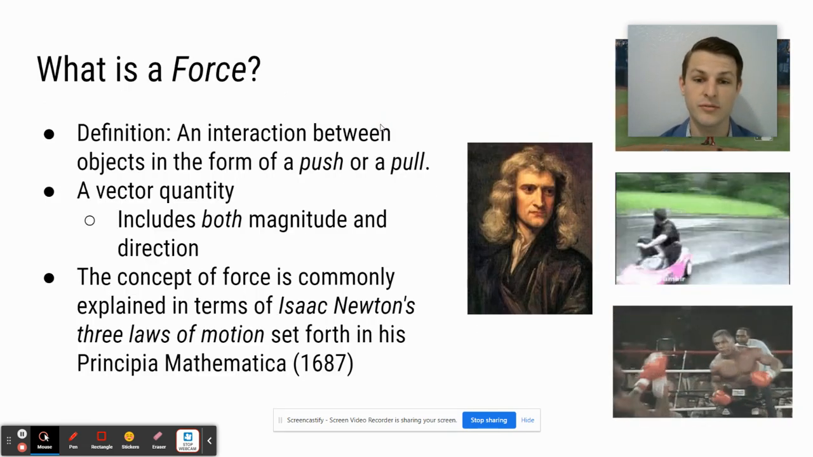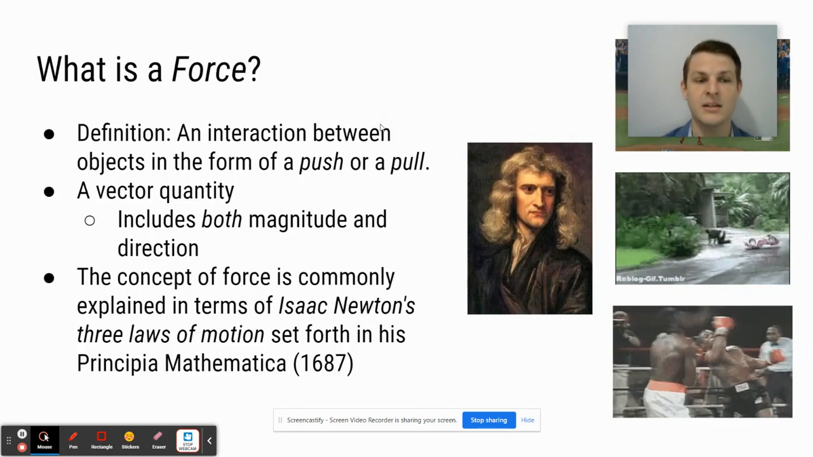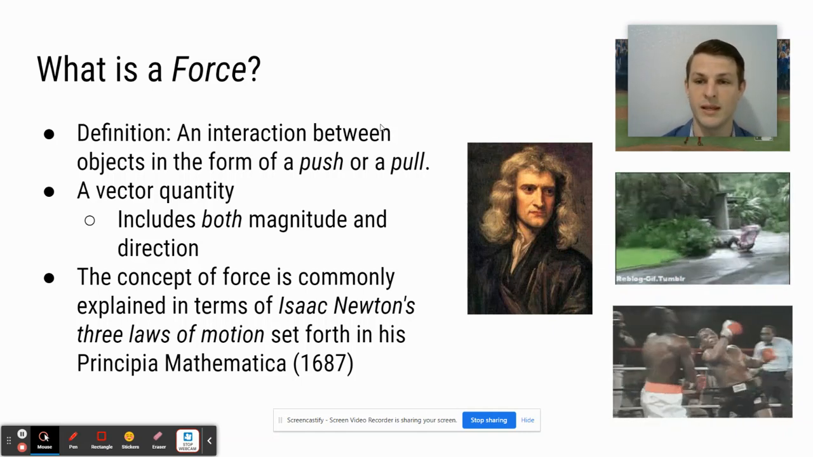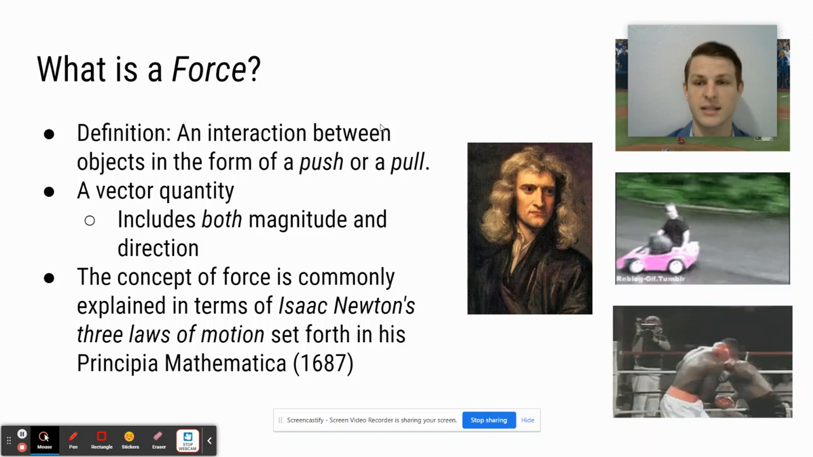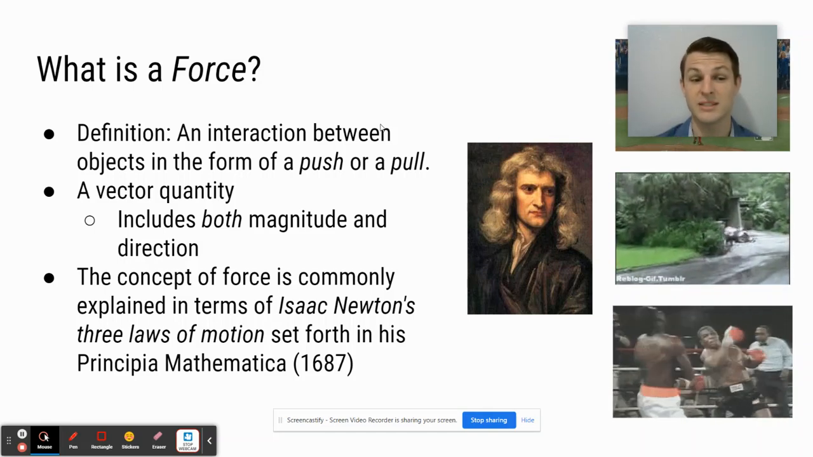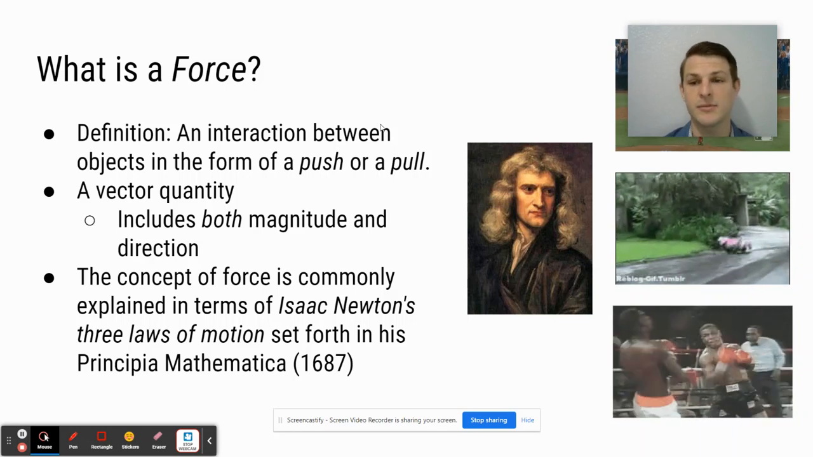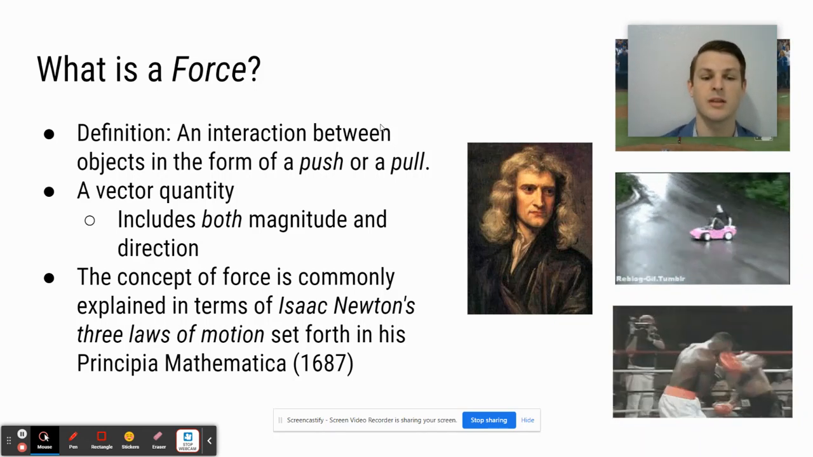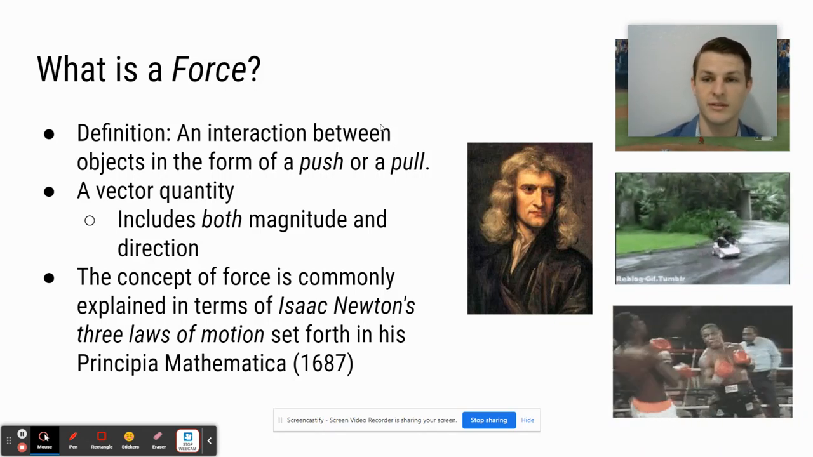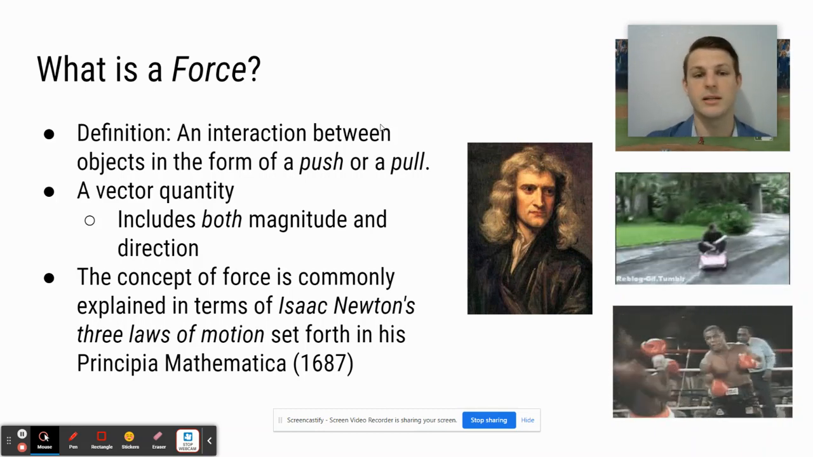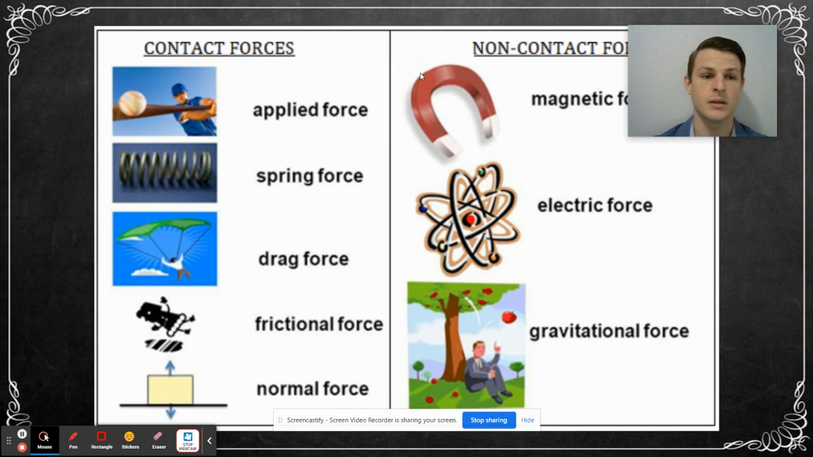So the definition for force: it's any interaction between objects in the form of a push or a pull. It's a vector quantity, just like acceleration and velocity, so it must have a direction along with its magnitude. And the concept of forces is generally explained by Isaac Newton, who discovered gravity, and Newton's three laws of motion, which we will talk about again in future lessons.